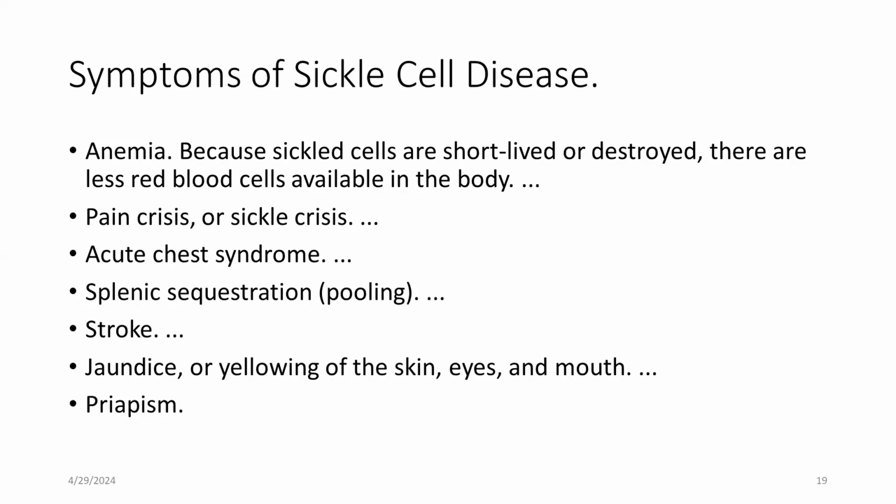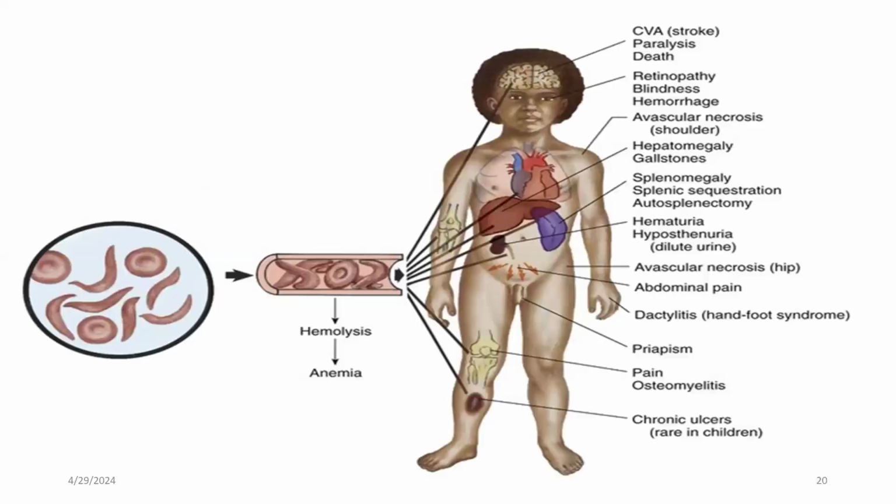Wherever the sickle cells go, they will cause blockade. So it can happen in any vessel, and they will have the symptoms accordingly. If they go into the brain vessels, it will cause stroke. If they go into the heart, it will cause acute chest syndrome. Elsewhere, it will cause priapism. What is priapism? It's a painful erection.